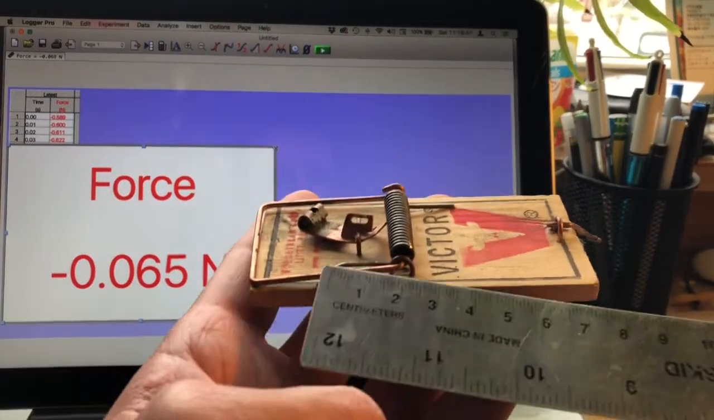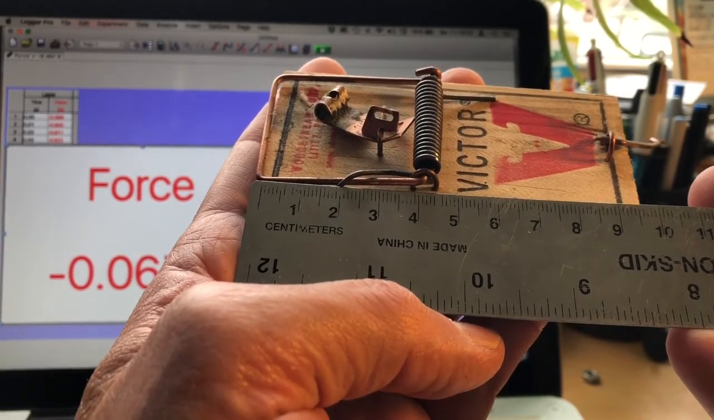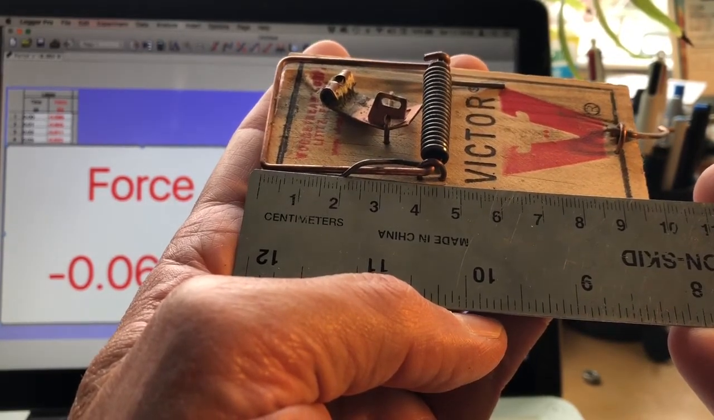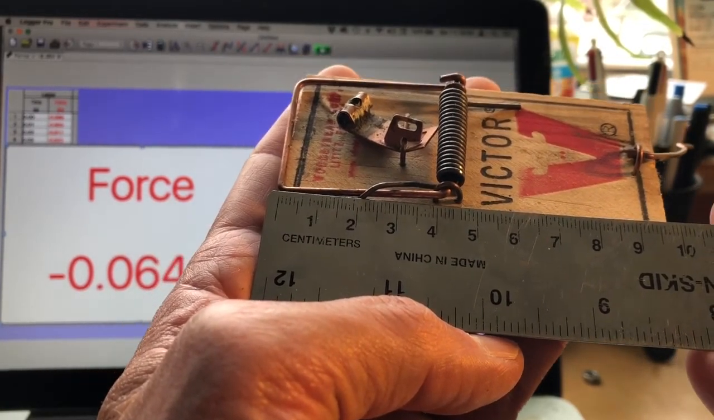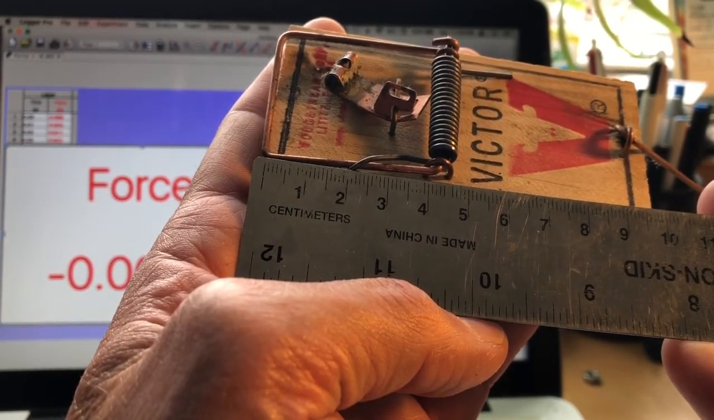What else do we need? Well, let's get the radius right here. So it looks like to the center of that spring, let's go with 4.3 centimeters or 0.043 meters.